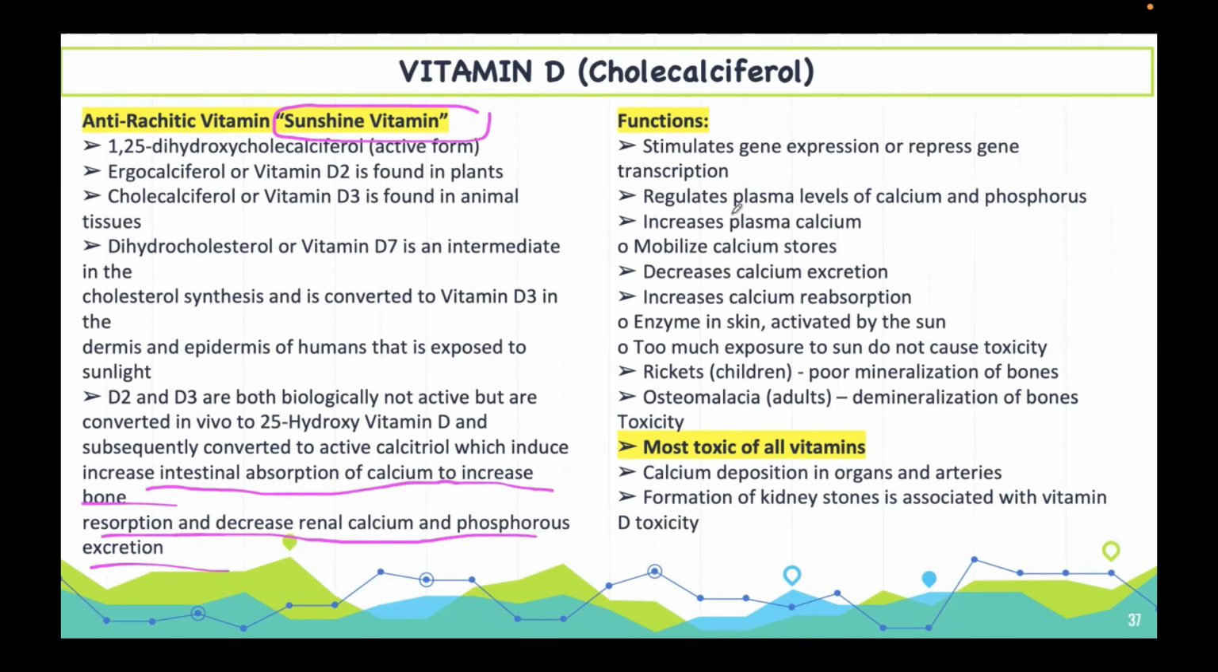So what are the functions of your vitamin D? So number 1, it stimulates gene expression or represses gene transcription, regulates plasma levels of calcium and phosphorus, increases your plasma calcium. Mostly, it is used for the mobilization of your calcium storage. Okay? And then, too much exposure to sun does not cause toxicity. Pakitandaan po yan.